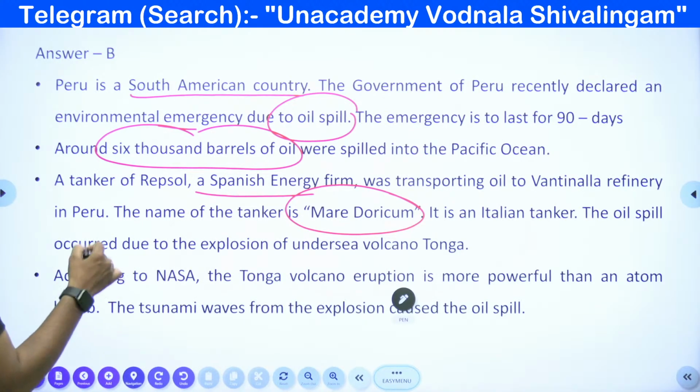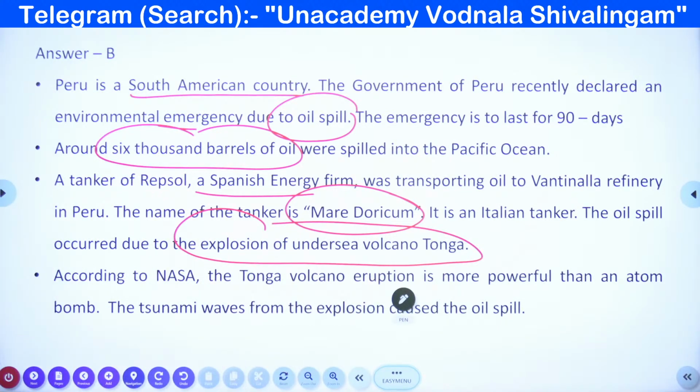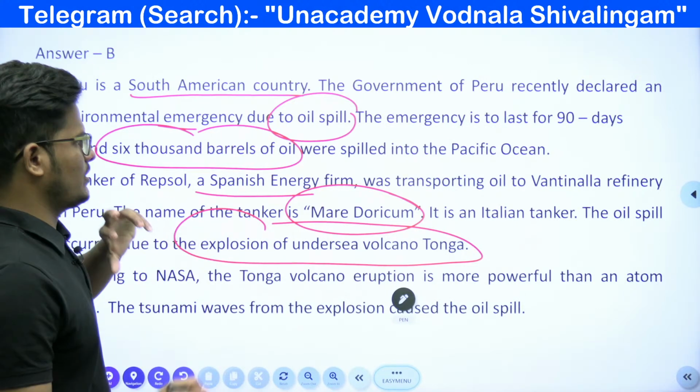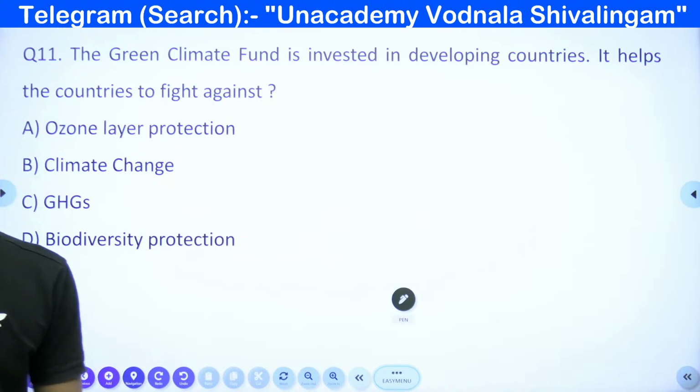The oil spill occurred due to the eruption of the undersea volcano in Tonga. Due to that, it almost lasted for 90 days. For 90 days, it was declared as an emergency. 6,000 barrels of oil spilled into the Pacific Ocean.